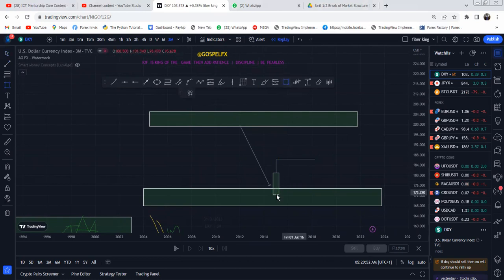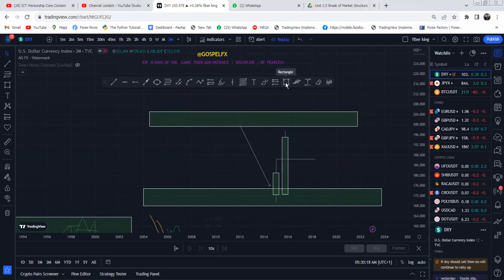This is a down close candle, which means that the next one has to open somewhere here. So when it opens and then it trades and breaks the high of this candle, that is a bullish confirmation that price wants to go up. So how do you enter your trade? How do you enter a trade?